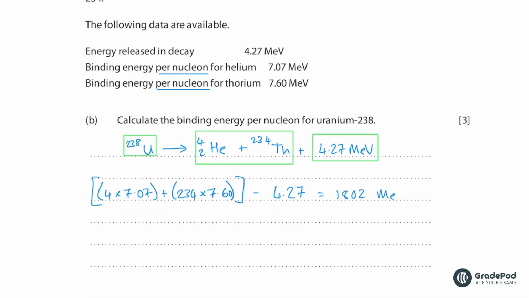And that gives us 1802 mega electron volts. But that's for the whole of the uranium nucleus. We then have to divide it by the number of nucleons. So 1802 divided by 238 gives us an answer of 7.57 mega electron volts.